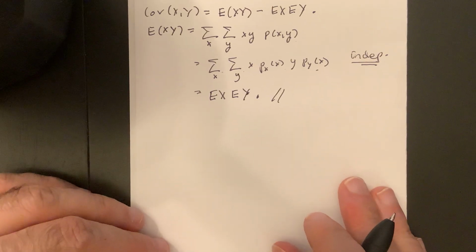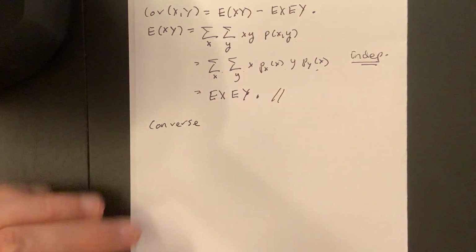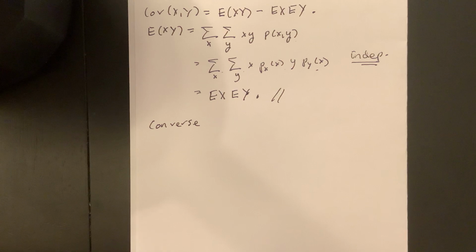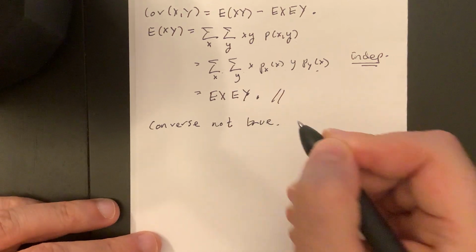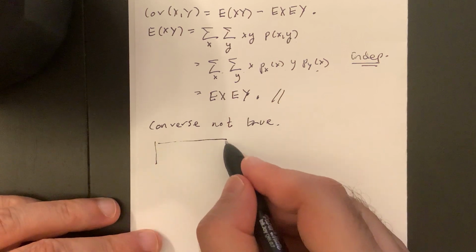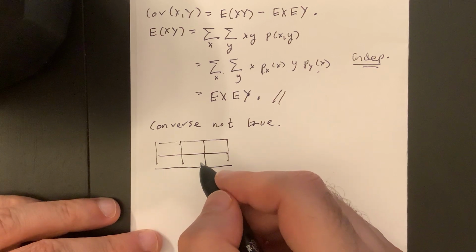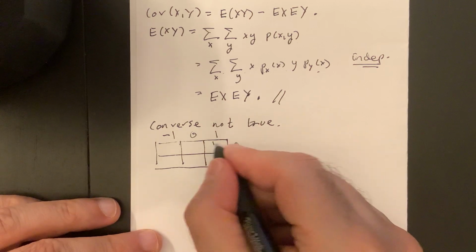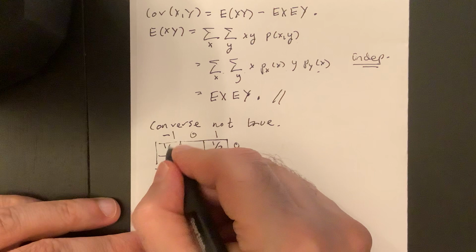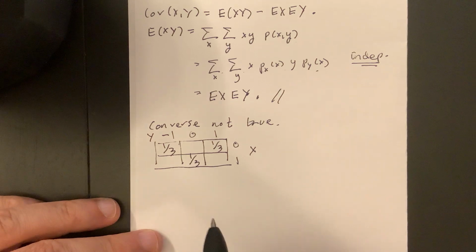Okay, the converse is not true. There are examples where the two variables are dependent and yet the covariance is 0. So the converse is not true. A good example here is also given in the textbook. You could have something like this, say with values minus 1, 0, 1, and 0, 1. Say this is y up here and this is x over here.